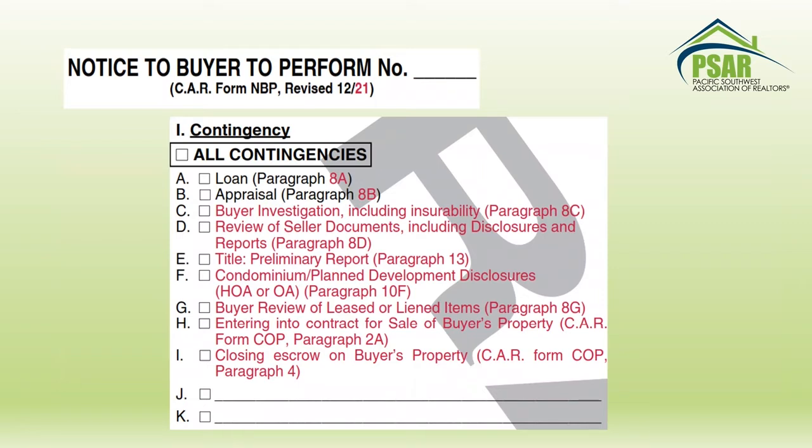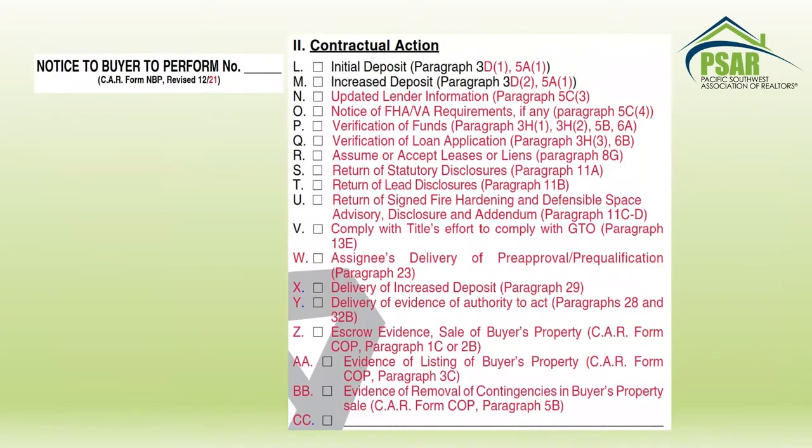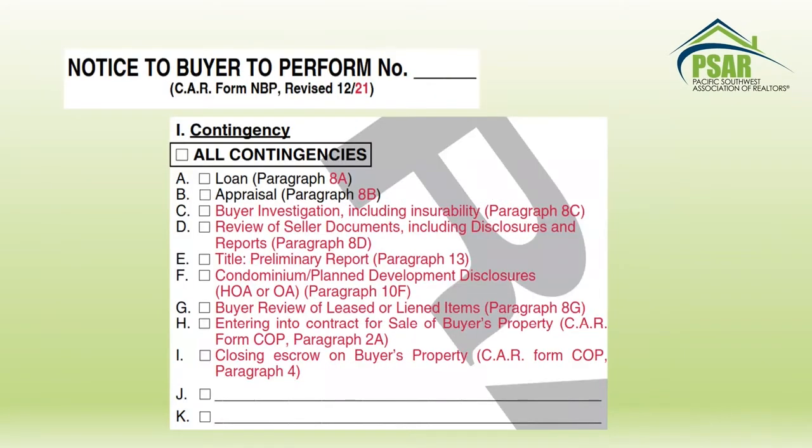We've got contingencies on your left. We've got contractual actions on your right. Okay, so they are side by side like they always have been. But a lot of it is just paragraph references. So when we're looking at a contingency, that means this is something that the buyer is to investigate. And if they don't find it to their satisfaction, they can cancel the investigation or cancel the transaction, as long as they have not removed the contingency. They can cancel the transaction and get their deposit back, right? So here are our contingencies.